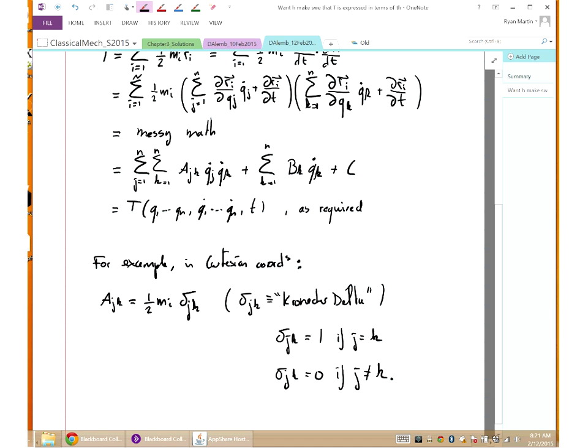So what this is saying is that a_jk is equal to a half m_i if j is equal to k, and it's equal to 0 otherwise. So it means a_11 is equal to half m_i, a_22 and a_33 are equal to half m_i, and then all the other combinations, a_12, a_23, are all equal to 0. Does that make sense, everyone? Is this the first time you see the Kronecker delta?